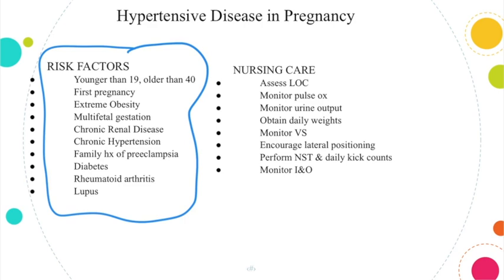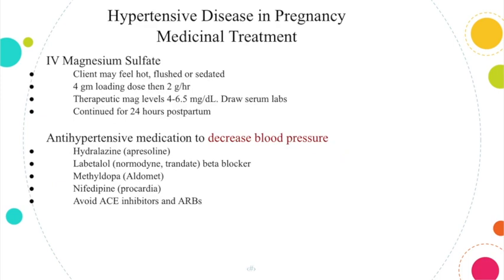So when this person comes to see you in the hospital, what are you going to do about it? All right, so what we're going to do is put them on the monitor. We're going to assess their vitals. We are going to assess their level of consciousness. Obtaining daily weights depends on how severe they are. If they're having seizures, we're not doing daily weights. But if we're going to admit them to Antepartum, we can do daily weights. Performing an NST and daily kick counts and monitoring I&O. We also are going to give them medications to help with this issue.